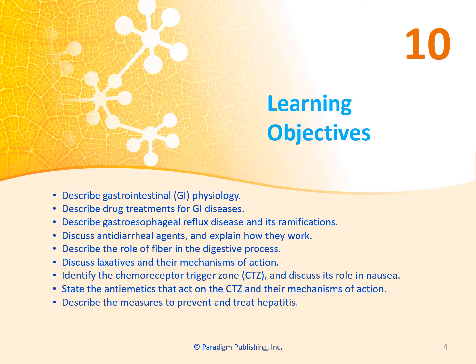We're going to describe gastroesophageal reflux disease and its ramifications, discuss antidiarrheal agents and explain how they work, describe the role of fiber in the digestive process, discuss laxatives and their mechanisms of action, identify the chemoreceptor trigger zone and discuss its role in nausea, state the antiemetics that act on the chemoreceptor trigger zone and their mechanisms of action, and describe the measures to prevent and treat hepatitis.